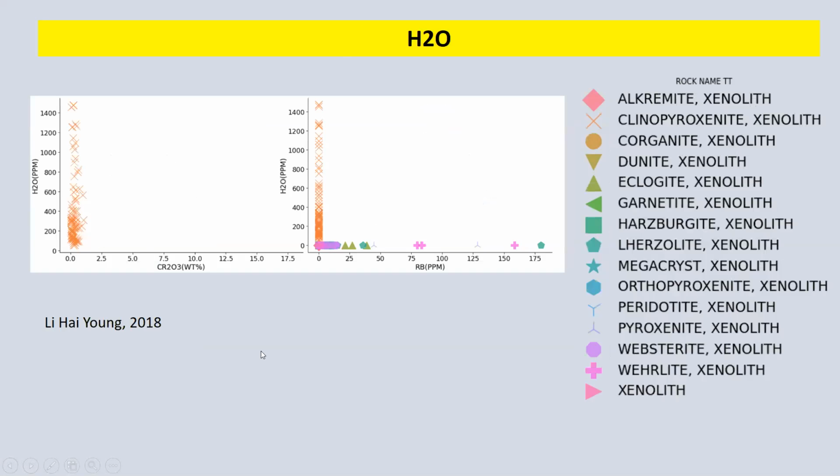In the case of H2O, the only data available is from clinopyroxenite type xenoliths, and all this data is from a single publication by Lee Hai Young 2018. It's from the Sulu province, an ultra high pressure province, from which these xenoliths were formed.